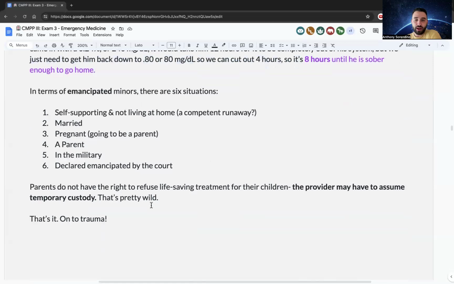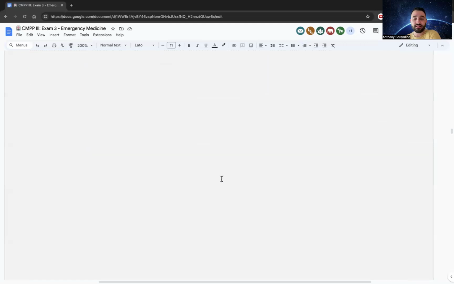Yeah, emancipated minors. Sometimes the provider has to assume temporary custody for life-saving treatment for their child if a parent is refusing. So that's pretty interesting. You don't just let them die. You actually kind of just take matters into your own hands.